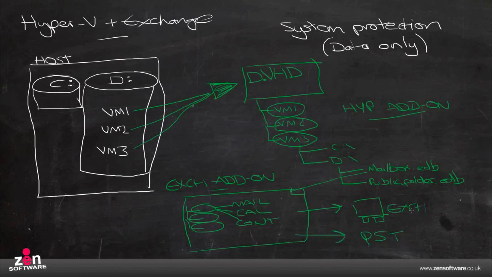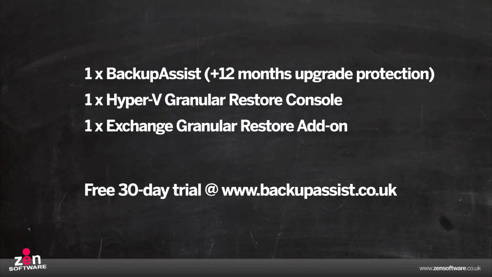So to summarise, from a licensing point of view, you will need a BackupAssist core license, a Hyper-V granular restore console, and the Exchange granular restore console, but only on the Hyper-V host. You will not need to install anything on the VMs at all.